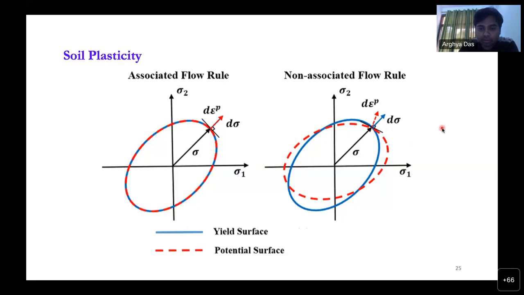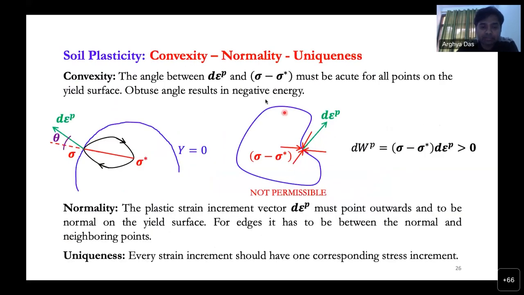So with that note, since we define plastic potential, there are certain rules, like the loading-unloading rule we define for the yield surface. We also have to define certain rules for the plastic potential as well as for the yield surface in order to properly define the plastic strain. These three rules are convexity, normality, and uniqueness. These are primarily used for the associated type of flow.